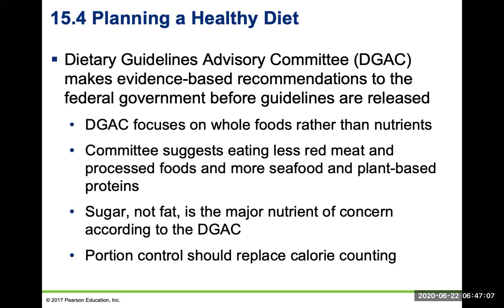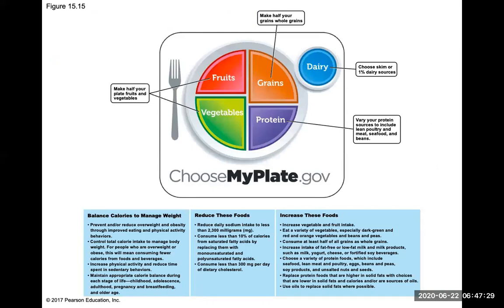The Dietary Guidelines Advisory Committee focuses on whole foods rather than nutrients, and they suggest eating less red meat and processed foods and more seafood and plant-based proteins. Sugar is actually the major concern, according to them, not actually fat. And portion control should replace calorie counting. So try not to count all your calories, but just make your portions a lot smaller. Fill up half your plate with fruits and vegetables. And I'll let you guys look through this, but great advice for nutrition.